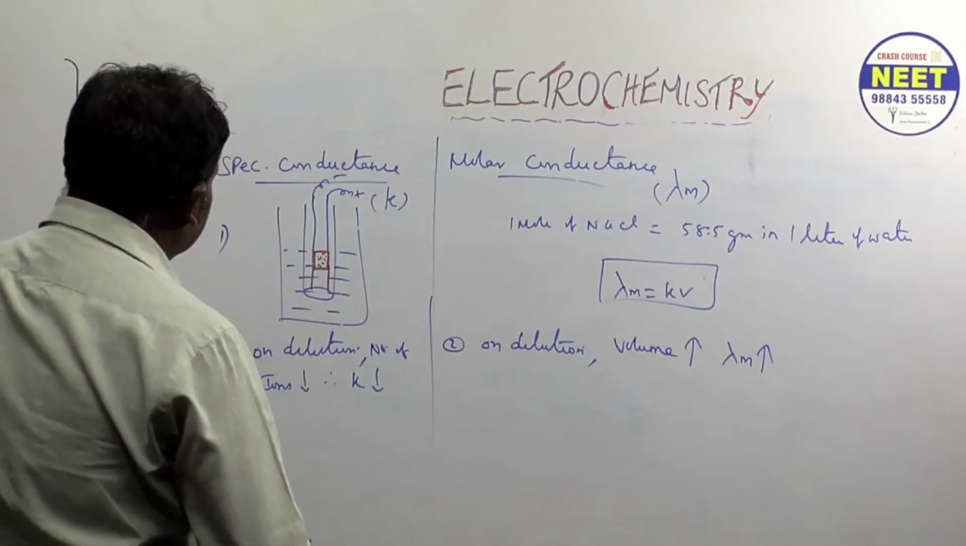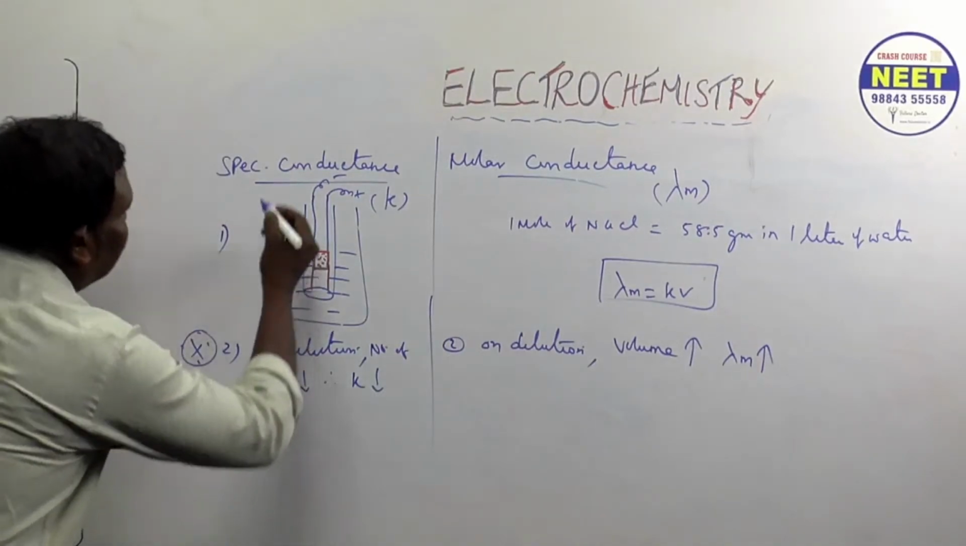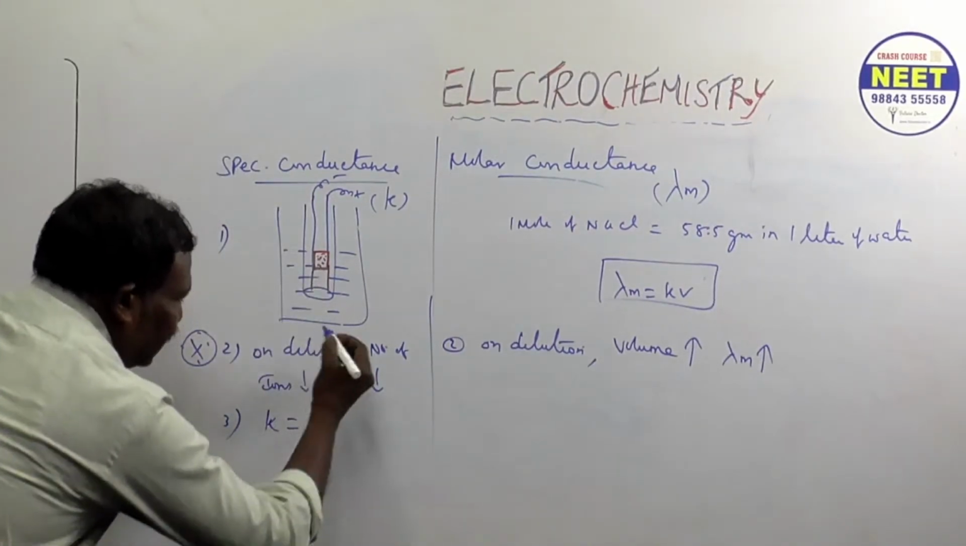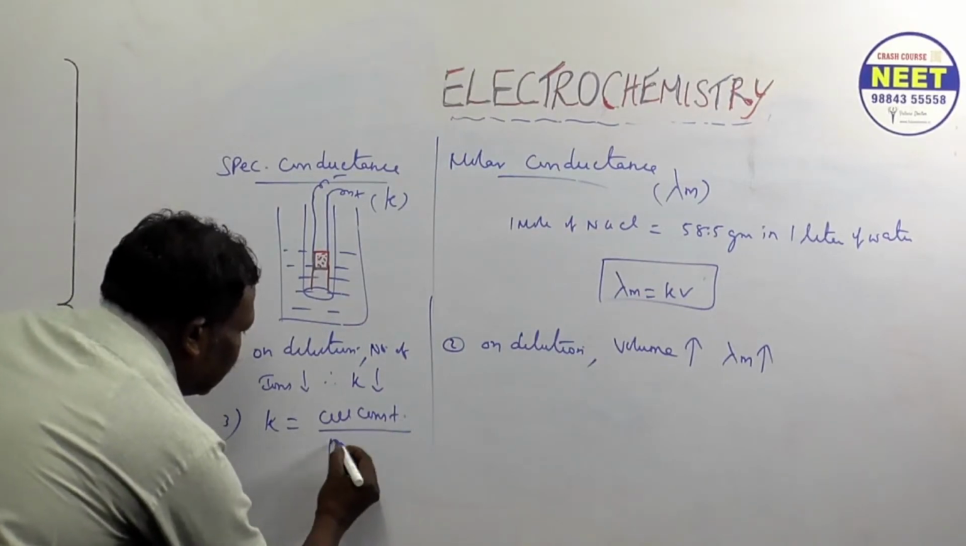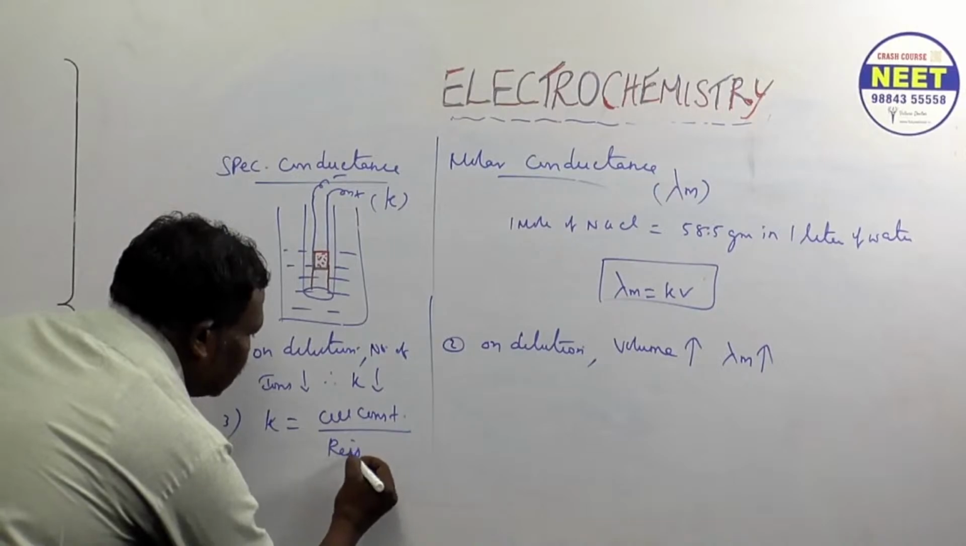Second point is only a theoretical point. Then, what is the specific conductivity formula? I already gave it, but once again I will write it here: cell constant by resistance.